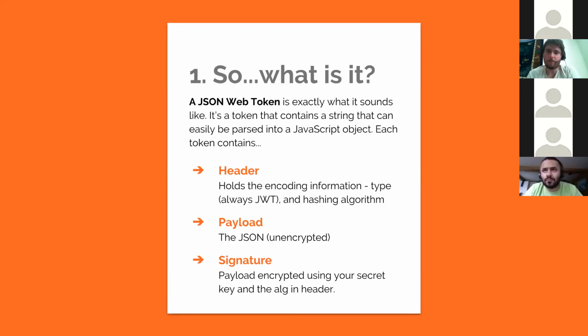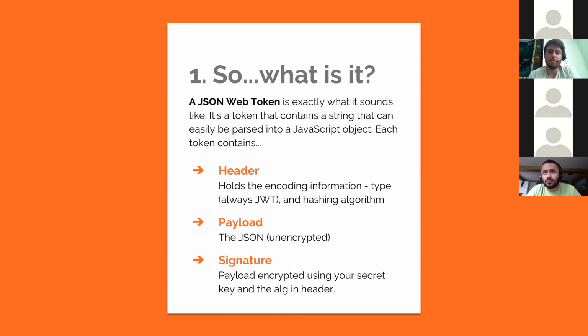So each token has a header, which just has the type, which is JWT, and a hashing algorithm, like a lot of people use, what's it called? HS256. That one's symmetric. Yeah, or RS256, which is asymmetric. Usually that one's more insecure, especially with less strong keys, but we'll get into the security stuff.